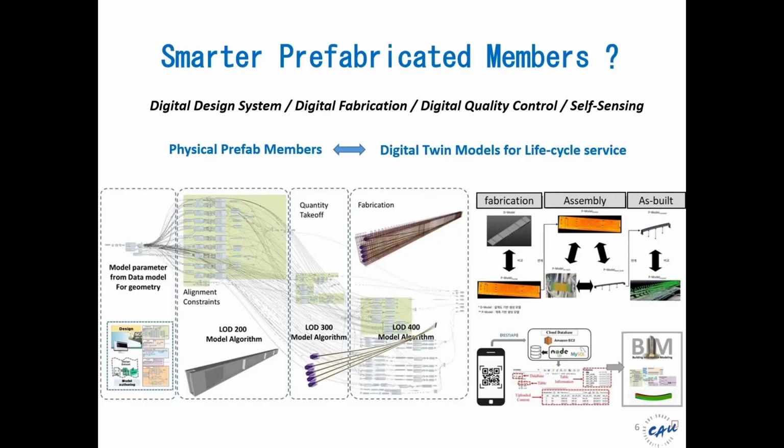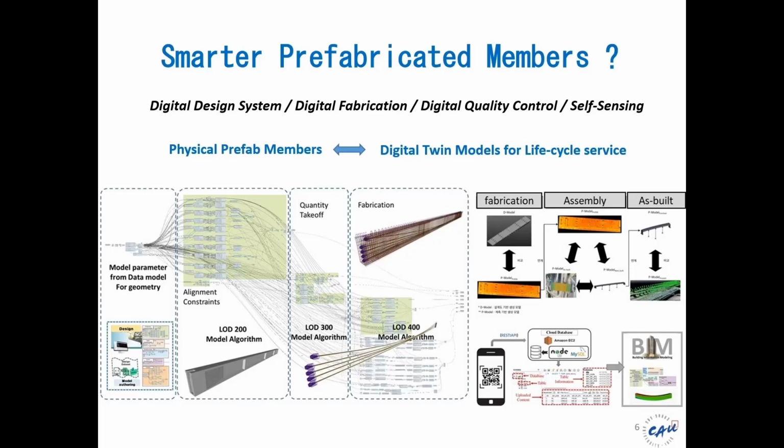In this research program, we are developing smarter prefabricated members. So we need technology on the digital design system, using a digital engineering model. And the digital engineering model supports digital fabrication and quality control, and even the member has a self-sensing function. So we need to have a digital twin model for lifecycle service.